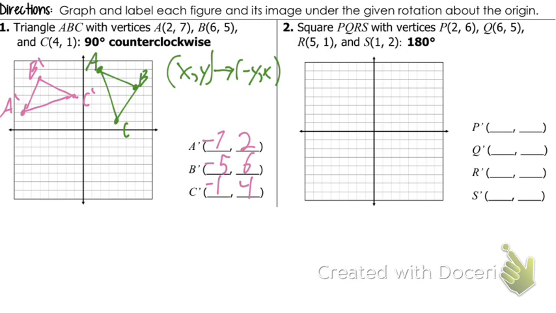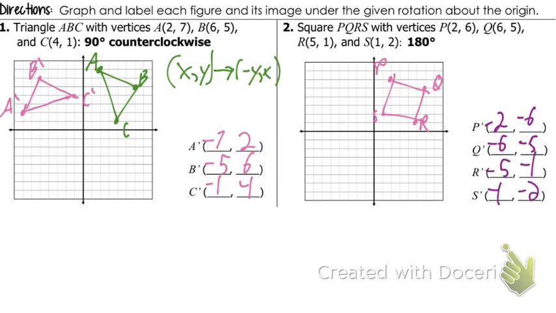Go ahead and try number 2 if you haven't yet. And when you have it or have questions, raise your hand. So we have the square PQRS. P is going to be up here. Q is over here. R is down here. And S is over here. And now we're rotating 180 degrees. So for the 180 degree rotation, you don't switch spots, but you make them both negative. So 2, 6 is -2, -6. -6, -5. -5, -1. And -1, -2.